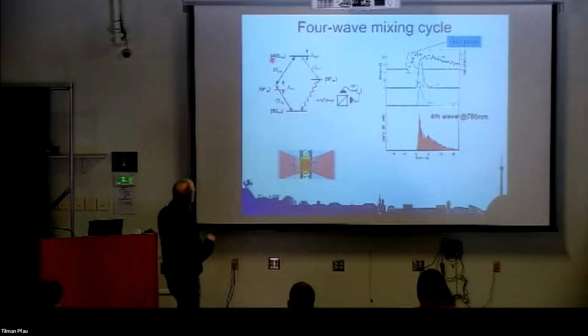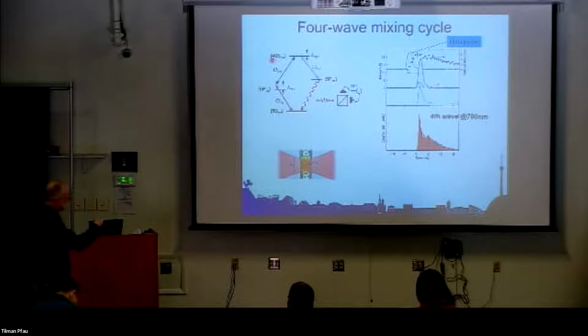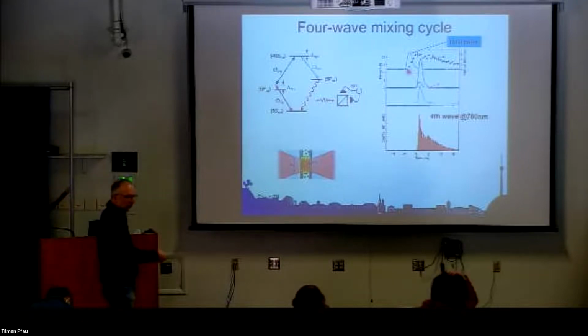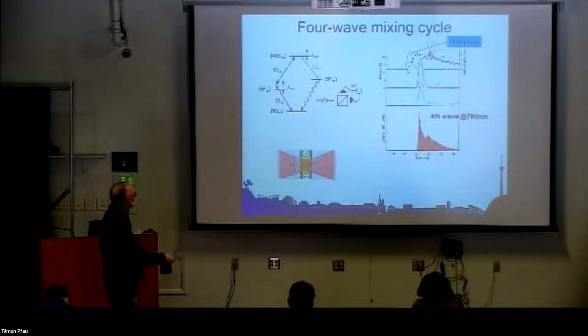Okay, so that's the scheme then. I said it the wrong way around: we do it on the D1 line up and the D2 line downwards. Okay, and then we detect. These are the pulses that we are sending in, and the important thing to note is these are nanosecond pulses: 0, 5, 10 nanoseconds. So we are sending these 3 waves in simultaneously, and we are observing what comes out on that final transition.